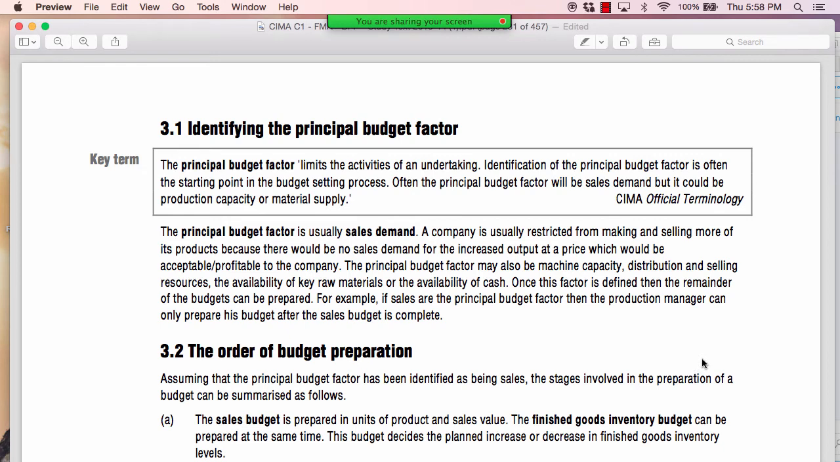Now, identifying the principal budget factor limits the activities of an undertaking. Identification of the principal budget factor is often the starting point in the budget setting process, right? Now, this is where we start. Often, the principal budget factor will be sales demand, but it could be production capacity or material supplies, right? Generally, they will say, okay, we will stick to sales. But at times, more often than not, there could be other factors as well, creating that limiting factor, okay?